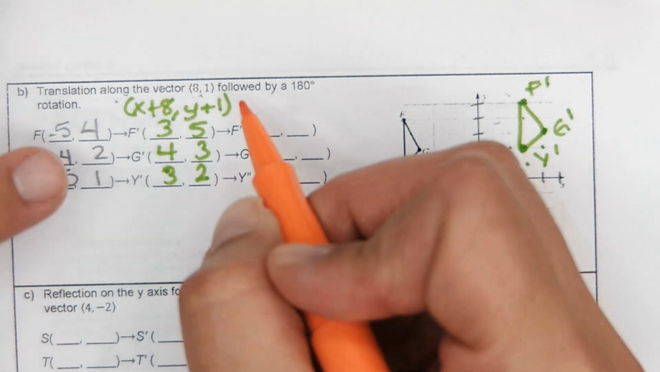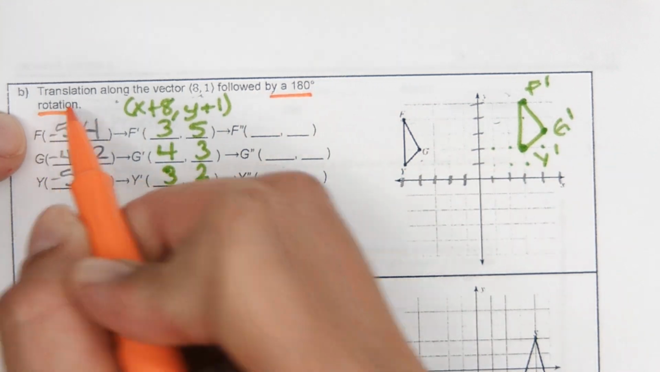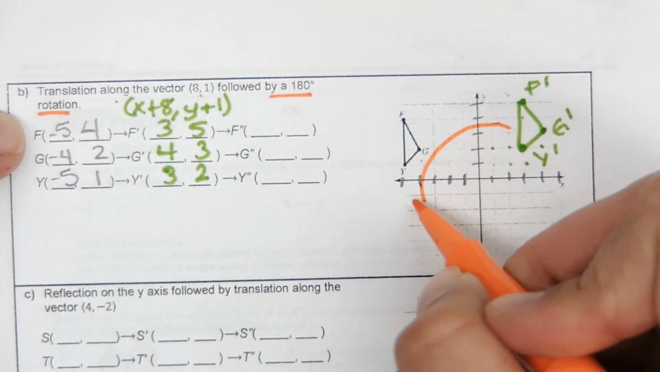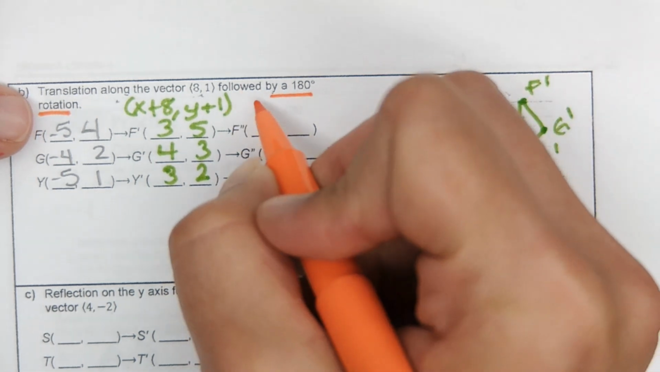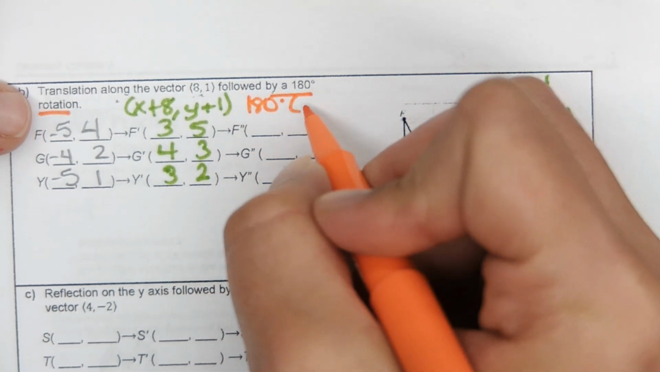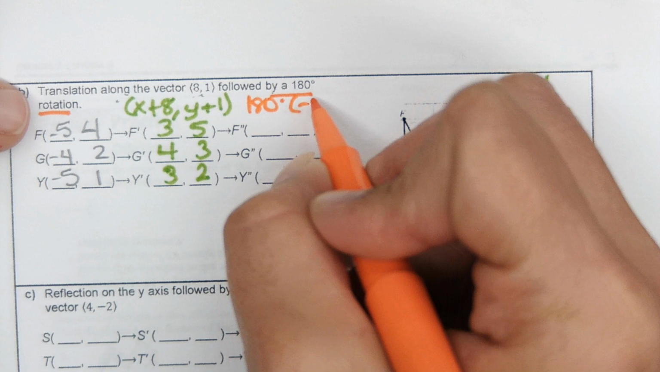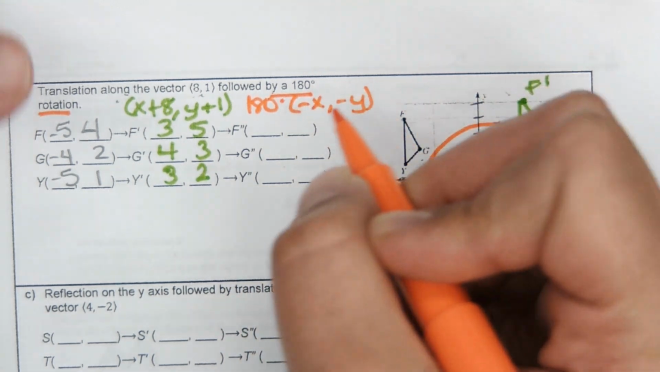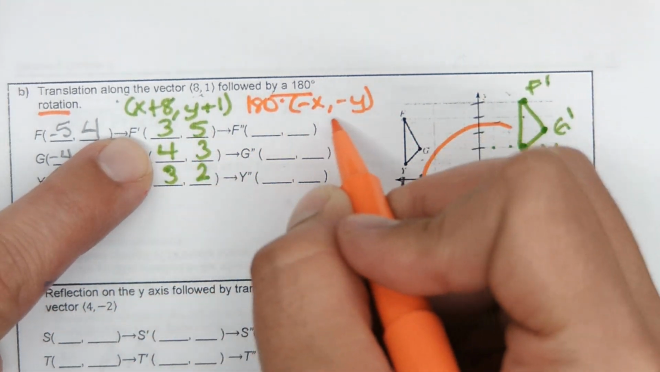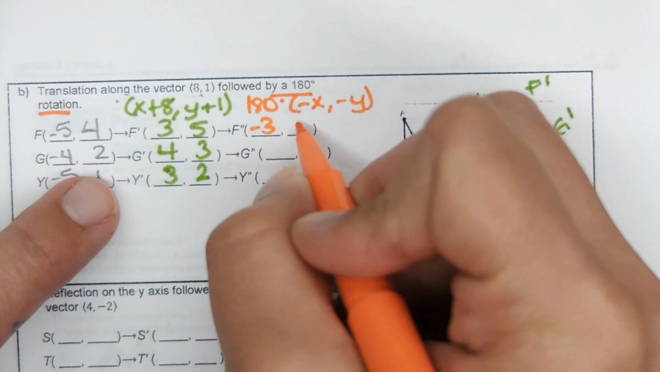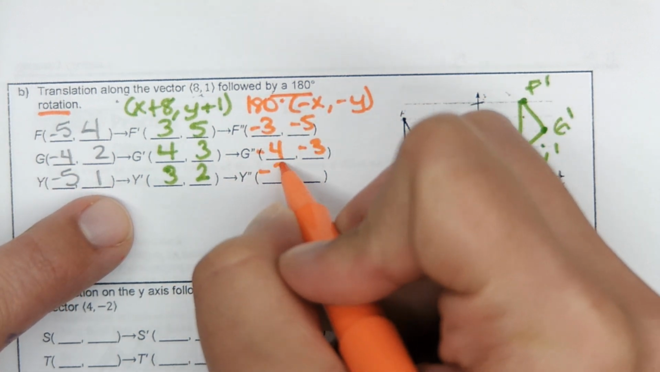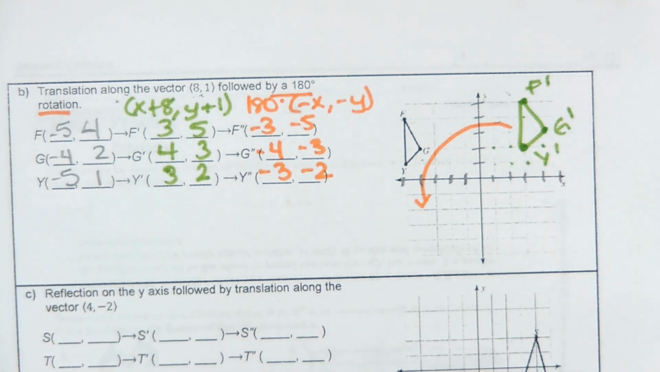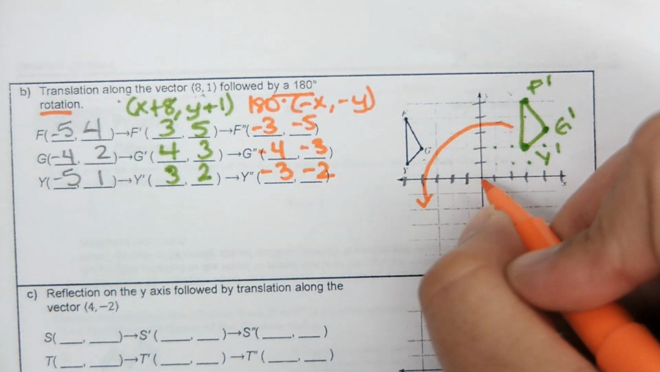And then it says it's followed by a 180-degree rotation. So I'm going to rotate this shape 180 degrees and it'll land in this quadrant. I'm going to use the coordinate rule for this. For 180-degree rotation, it's (-x, -y). So I'm going to take each one of these points and just make them the opposite sign. And then I can graph the points.